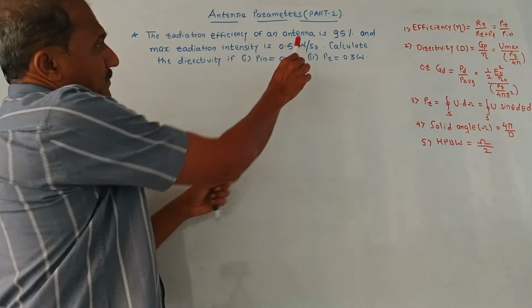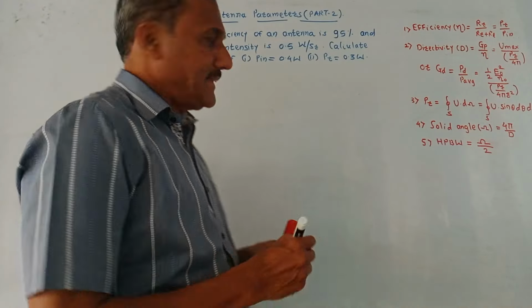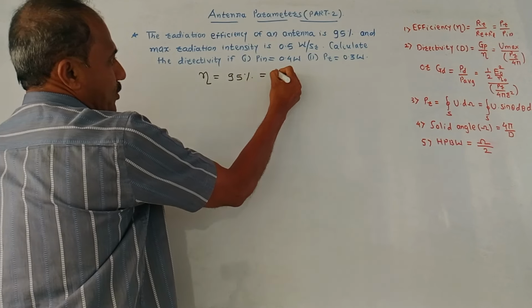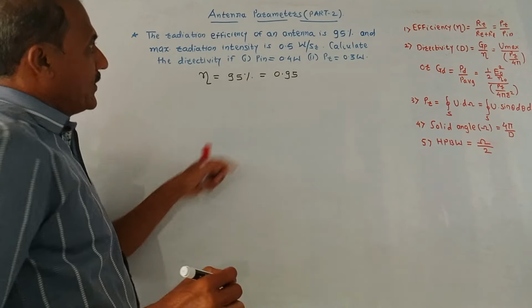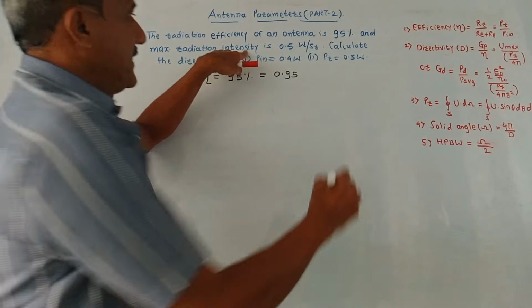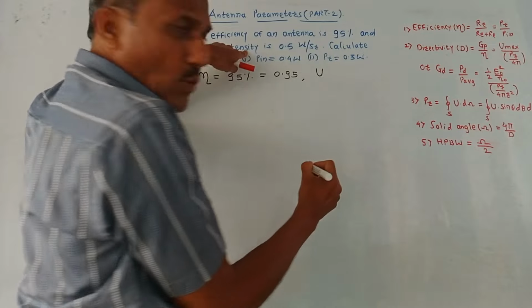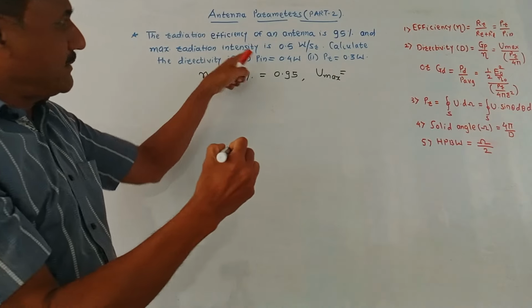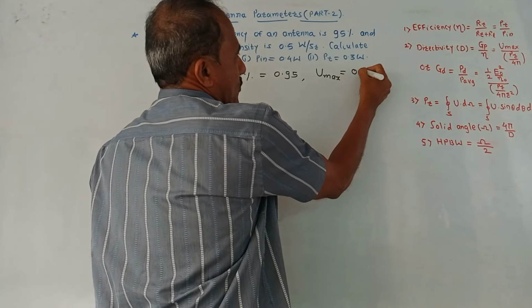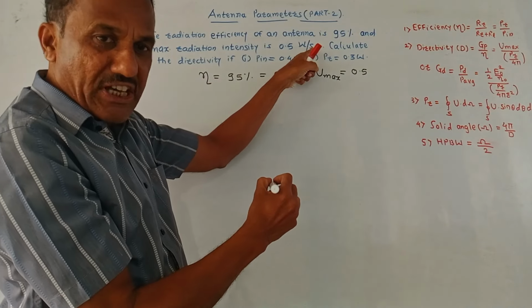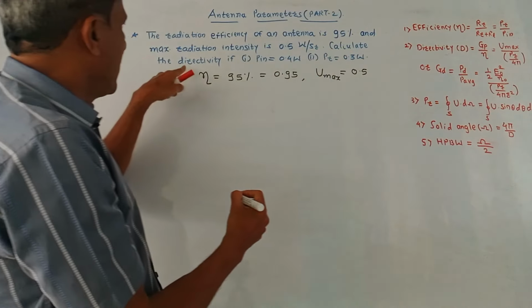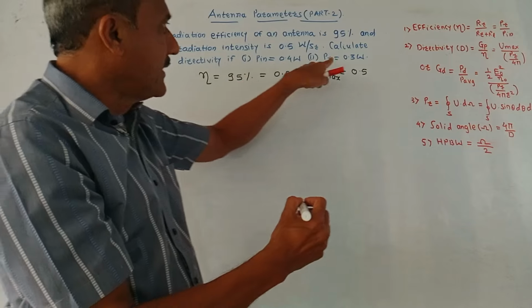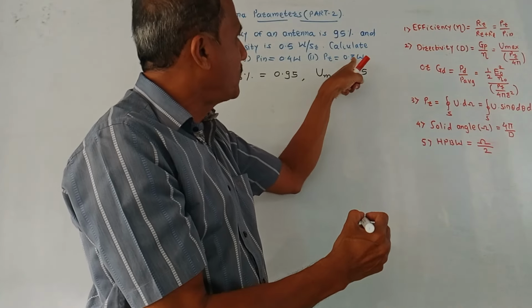Next problem, the radiation efficiency of an antenna is 95%. That means the value of eta is given as 95%, so in normal units it is 0.95. And the maximum radiation intensity, the unit of radiation intensity is U, since it is the maximum value I will denote it as U max. So the value of maximum radiation intensity is 0.5 watt per steradian, SR is steradians. Calculate the directivity if, first part, input power P in is 0.4 watt. Second part, PR, that is radiated power, is 0.3 watt.